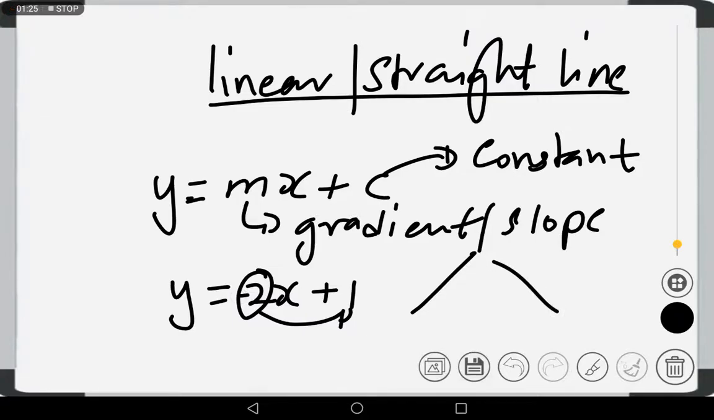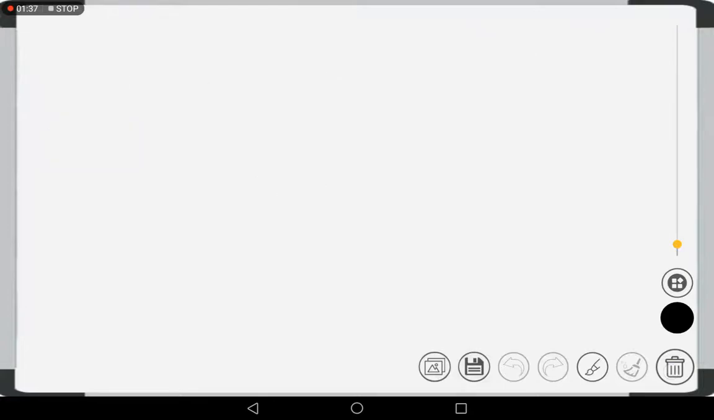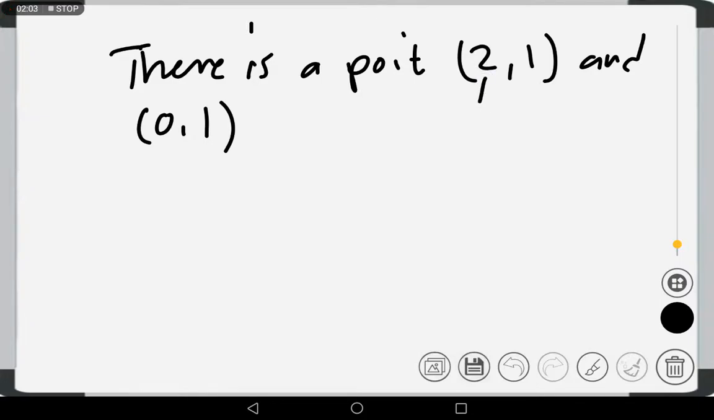So how do you arrive to this equation? That's the question. Because you guys are doing QMI and BNU, we are going to start afresh now. So now you will be given 2 points. They will say, for example, there is a point, like for example, they give you 2 into 1, and maybe I will use 0 into 1.